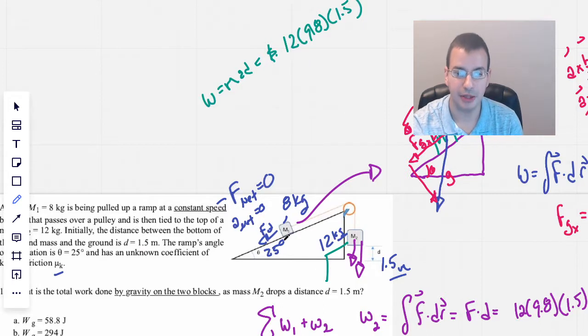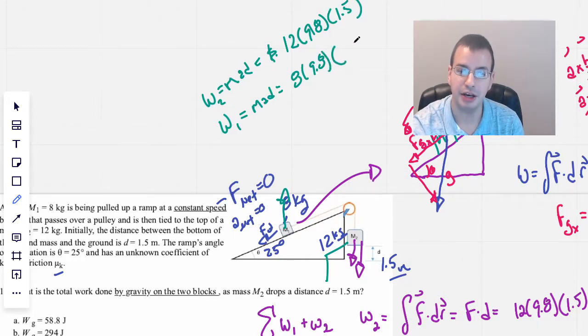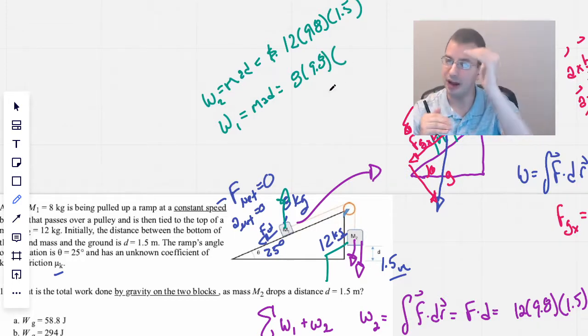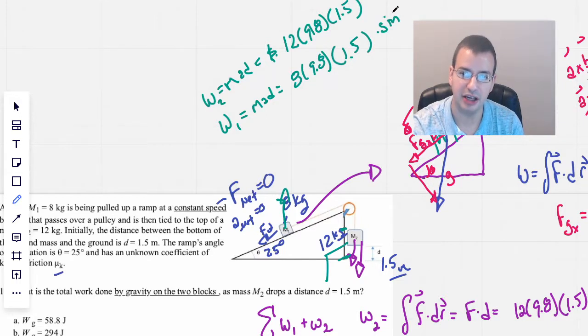Okay, now this block is actually going upward. So this will be 2, this will be 1. It would still be mass times acceleration times distance. Mass is 8. Acceleration is 9.8. But it doesn't go up 1.5 meters because it's at an angle. We're going to do the sine here. So that'd be 1.5 times the sine of 25.